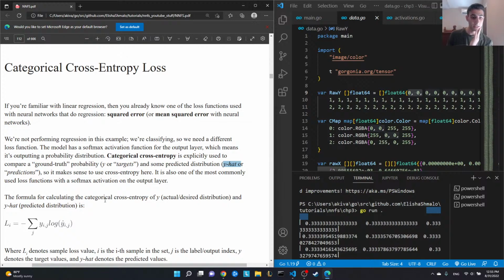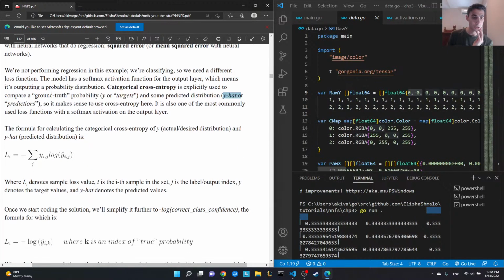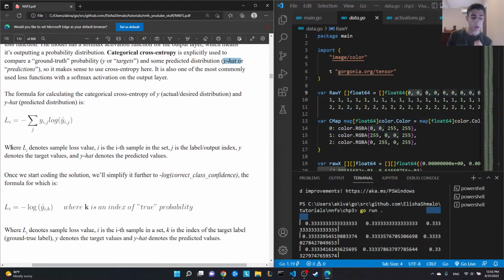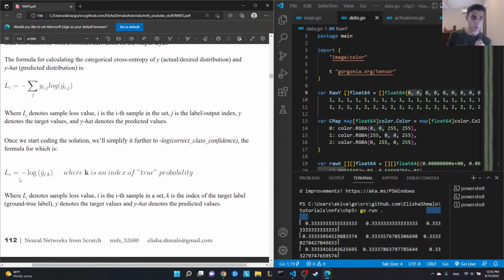The formula for calculating the categorical cross entropy of y, the actual desired distribution, and y hat, the predicted distribution, is this. It is the negative sum of all y times the log of y hat. Actually, we're going to simplify this quite intensely. It may look complicated, but as I showed with the softmax activation function, things may look complicated in math, and then when you program it, it's actually very intuitive. Once we simplify it, it's going to look more like this. It's going to be the negative log of y hat. Literally, that's what it is. There's nothing else.